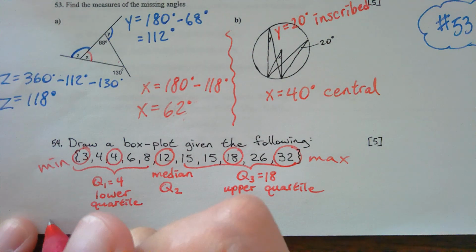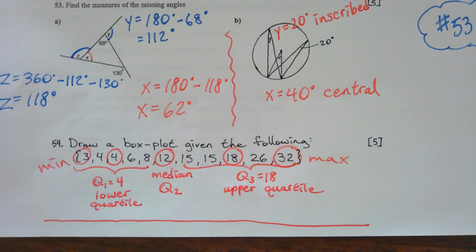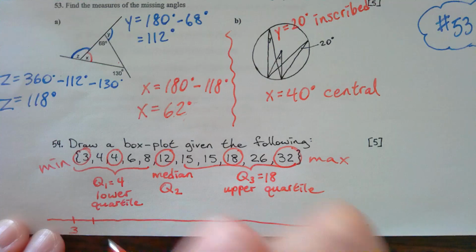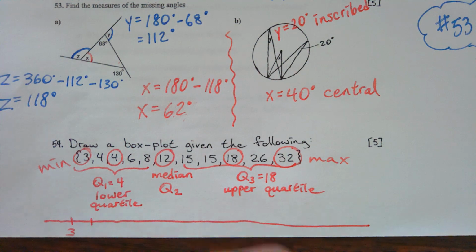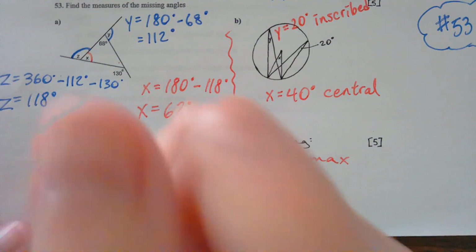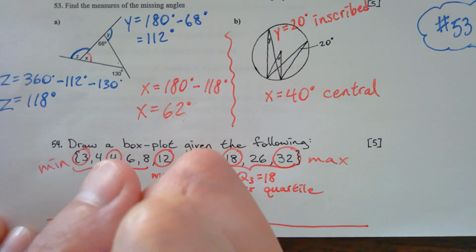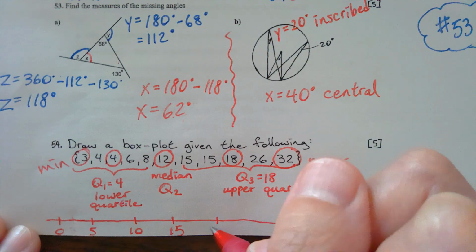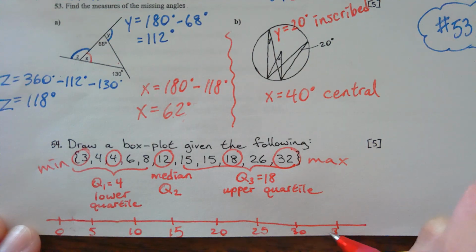Okay, so when I draw my box plot now, what's the first thing I draw? Scale, right? So let's go by 5. So 0, 5, 10, 15, 20, 25, 30, 35.